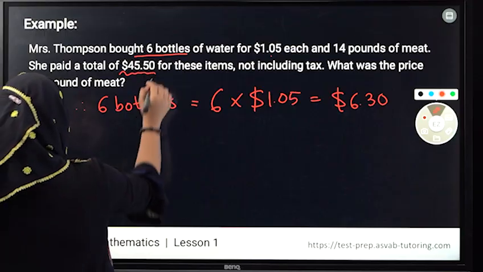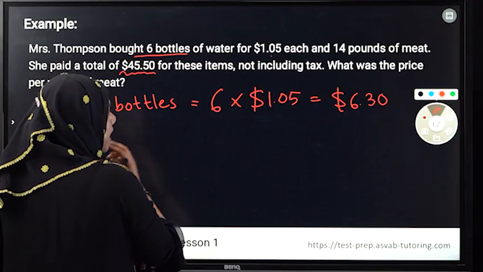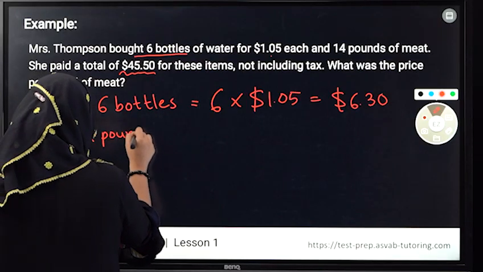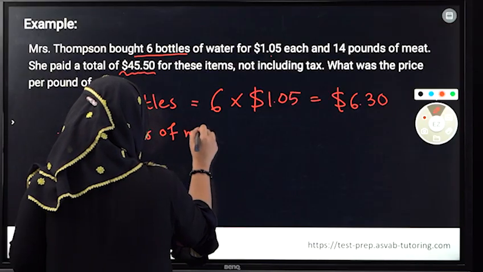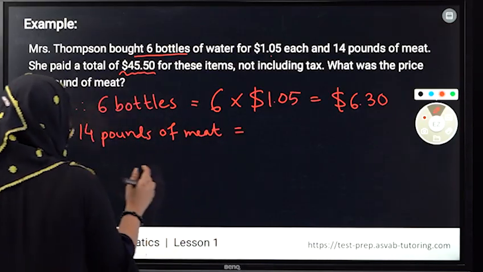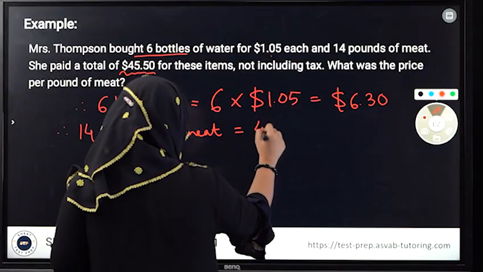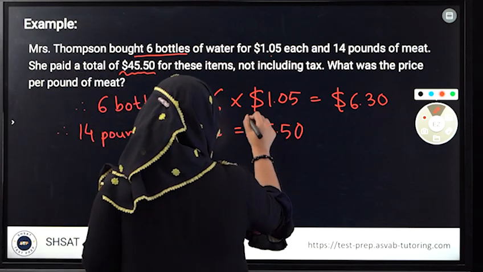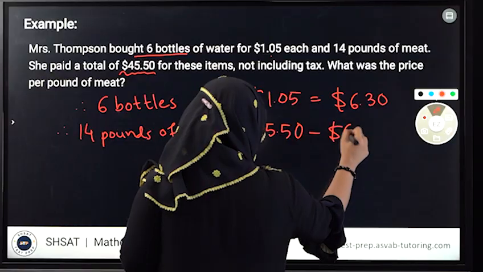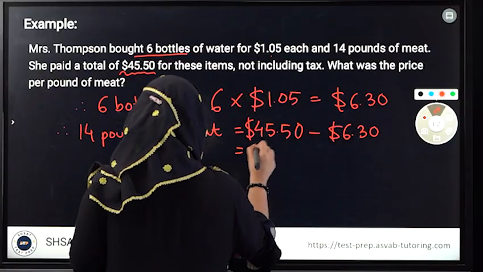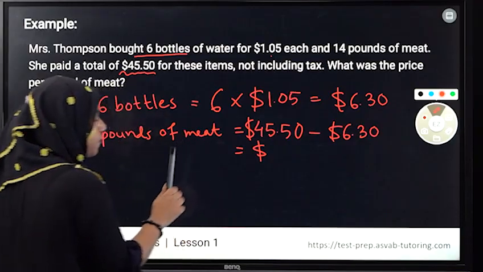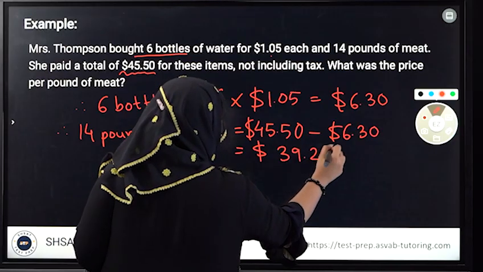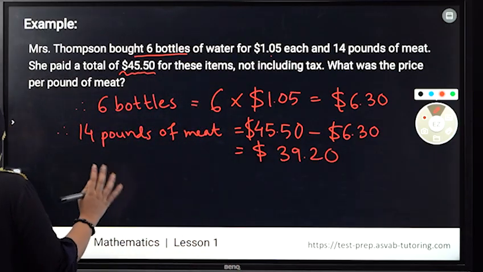Now for 14 pounds of meat, she also bought 14 pounds of meat, and she paid a total of 45.5, including tax. So I need to know that just for 14 pounds of meat, how much did she really pay? We don't know individually. We know that the total is 45.5, and we know that for the bottles, she paid 6.3. We've already figured that out. So if we do this minus this, most definitely, we are going to find out the cost for the 14 pounds of meat. That gives me 39.20.